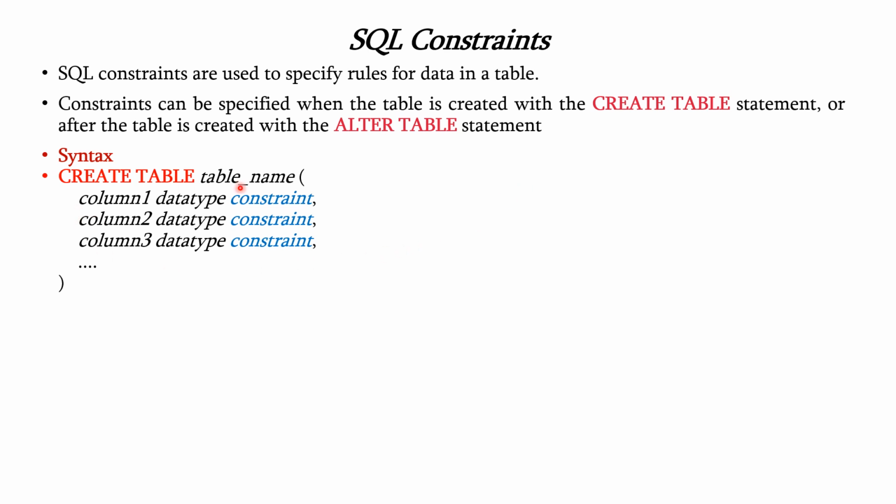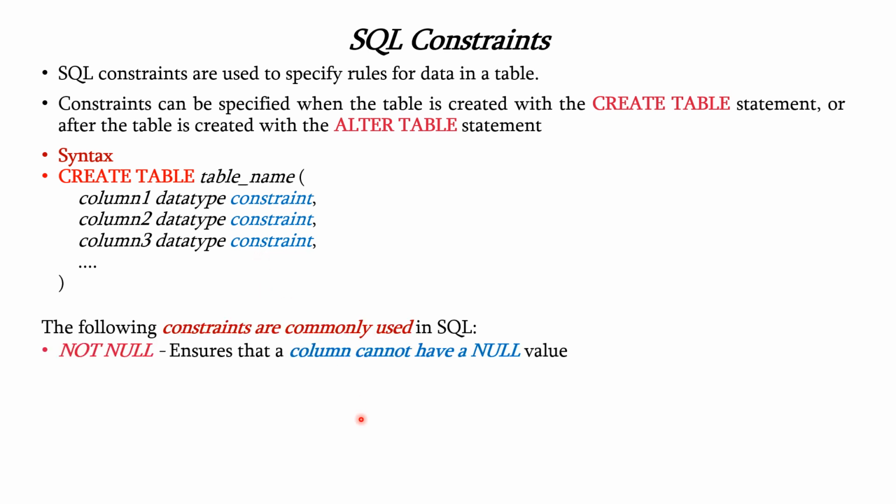The syntax for specifying the constraints using create table is given here. Create table, table name. Within parentheses, we can give the column name, space, data type. After the data type, we can enforce whatever constraints we want to give. The following constraints are commonly used in SQL. First one is the not null constraint. It ensures that the column cannot have a null value.